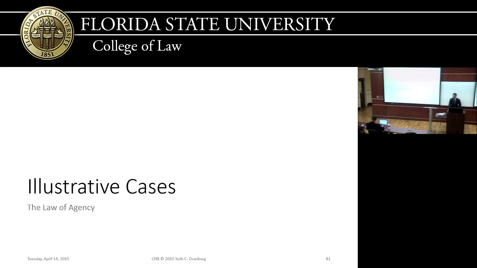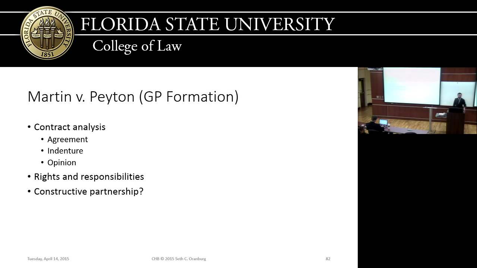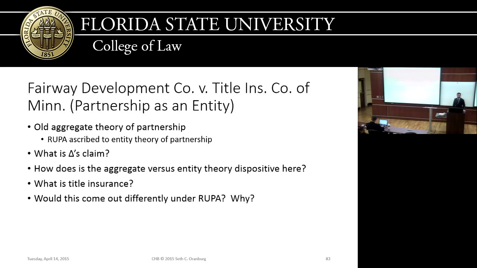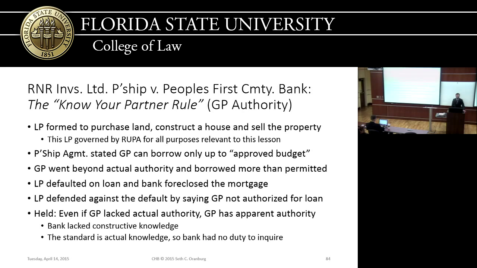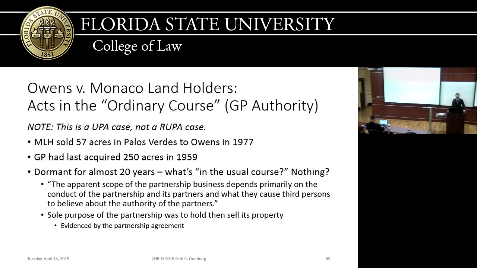All right, let's look at a couple of our cases. Again, we're going to go through these just briefly to remind you what they were. Marin versus Payton was about GP formation, when GPs are formed. Fairway Development discussed the entity theory as opposed to the old aggregate theory. R&R Investments introduced us to the Know Your Partner rule, which related to authority of general partners. Here, the general partner did something bad, and he had authority to do it. Owens versus Monaco Lands is another GP authority case. This one helped us to understand that very important concept of what's in the ordinary course and what's extraordinary. Very fact specific. Here was kind of an outside case where they disposed of a huge amount of the property, yet it was in the ordinary course.